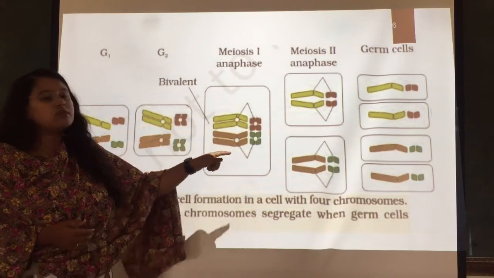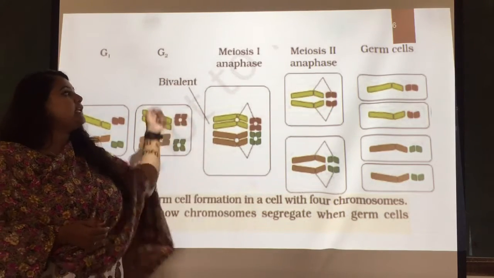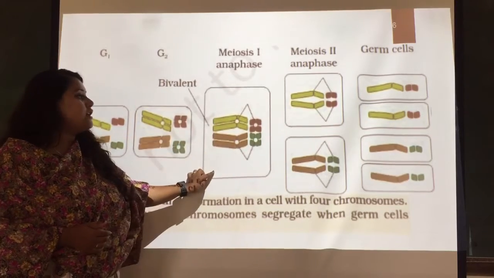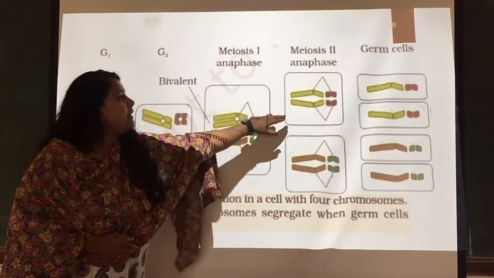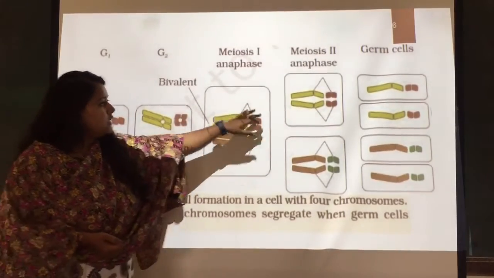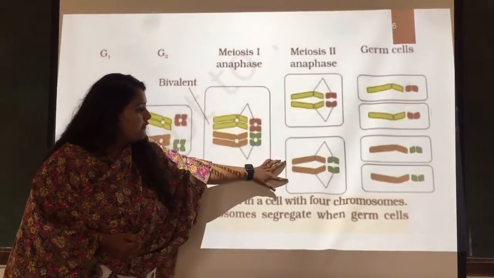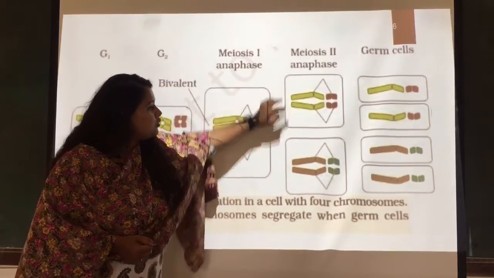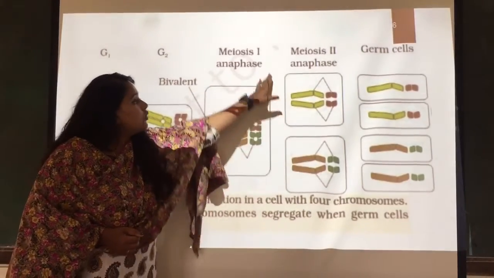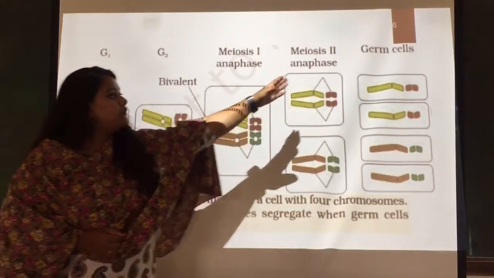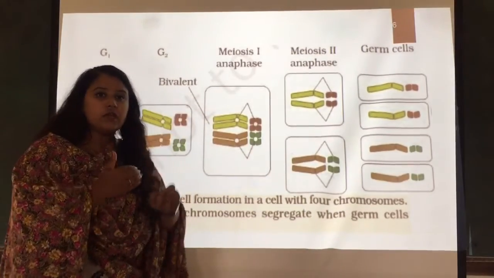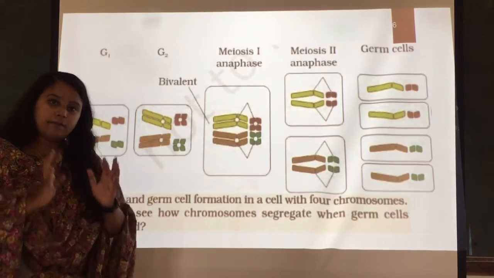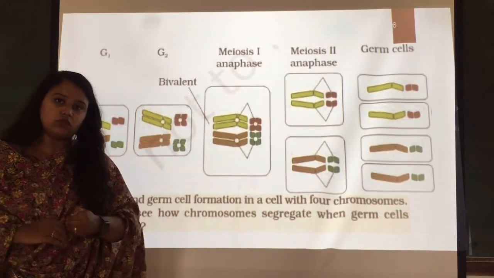And when meiosis 2 is taking place, what happens? Again in the anaphase, this same condition is observed, but here, as the pair was present, the pair is getting separated. This cell divides into two, and this cell divides into two. So the total number of cells formed will be 4, and each of the 4 cells will have different chromosomes, or we can say homologous chromosomes, right?